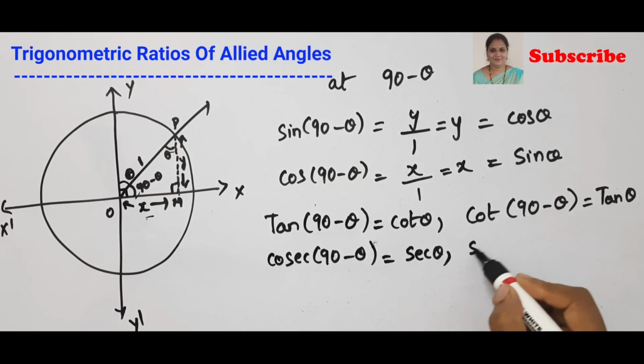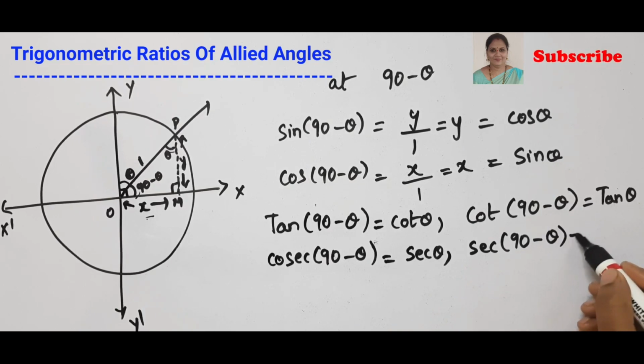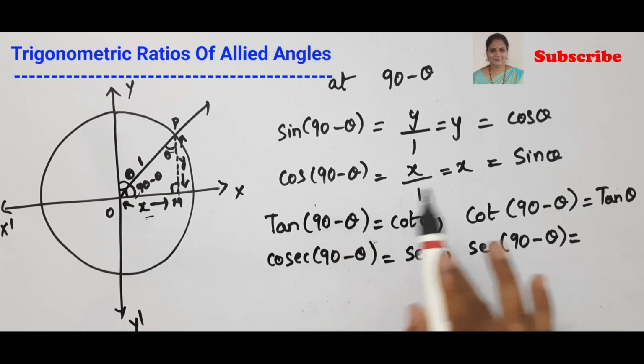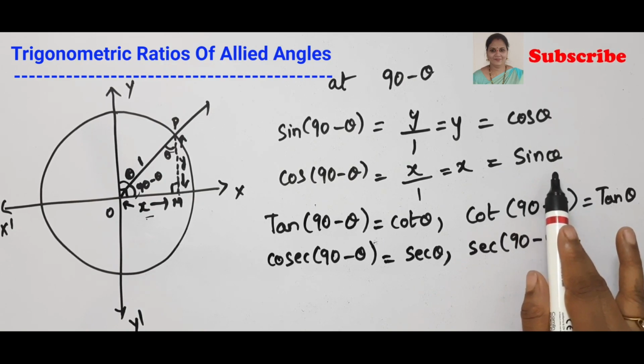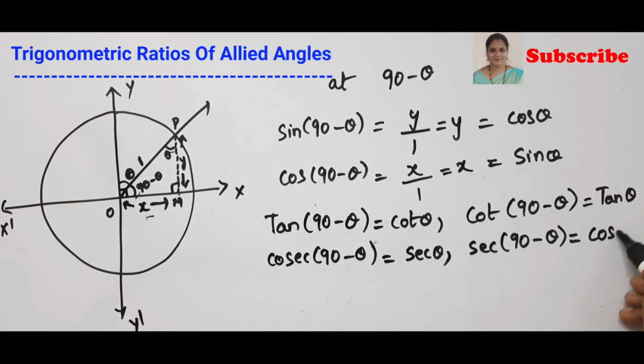Next, secant of 90 minus theta is equal to 1 by cos of 90 minus theta. 1 by cos of 90 minus theta we got as 1 by sin theta. So 1 by sin theta is nothing but cosecant theta. So cosecant theta.